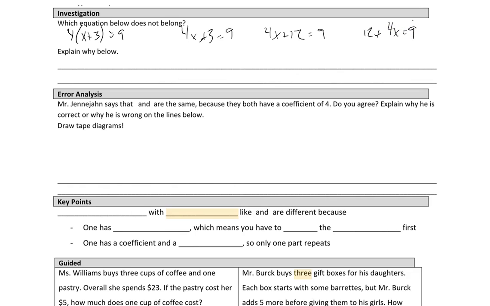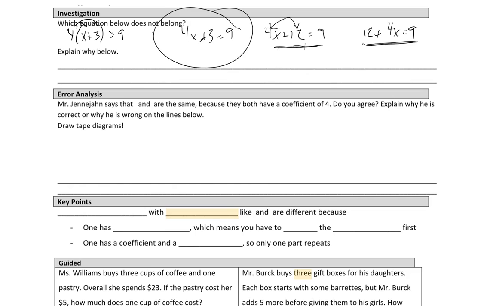So if we take a look, obviously we have one that has parentheses, but if we use our distributive property on this first one, we actually get 4 times x is 4x, and 4 times 3 is 12. So the first one is the same as the third one. And then for the fourth one, we just turn these 2 terms around. Since addition is commutative, that's okay. So these are also the same. That leaves me with this one as the different one that does not belong.